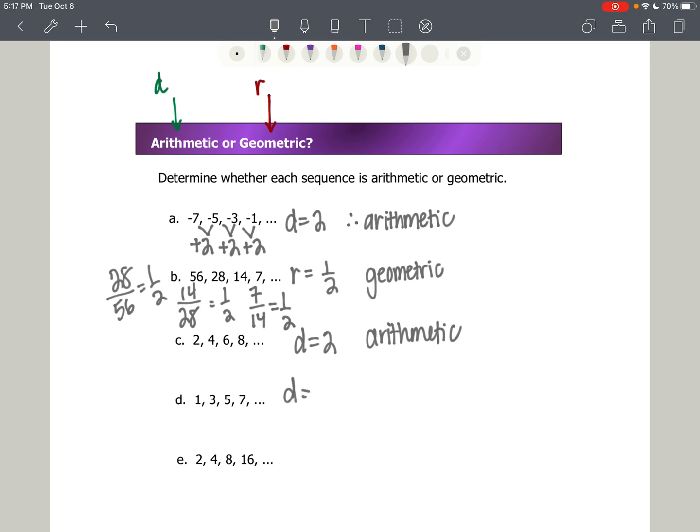The next one, again, a common difference of 2, arithmetic, and 2 is a popular number. 2 is a very good number. It's actually in all of these answers. I wonder why. Why is 2 a good number? If you were a New York Yankee fan, you'd know. Common ratio is 2, therefore it's geometric.